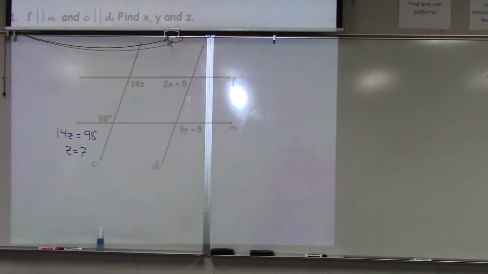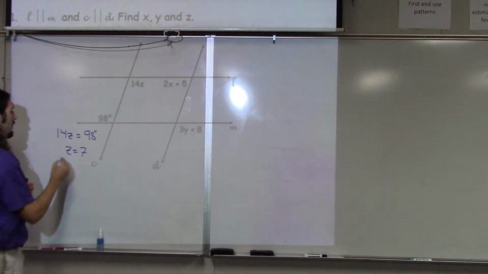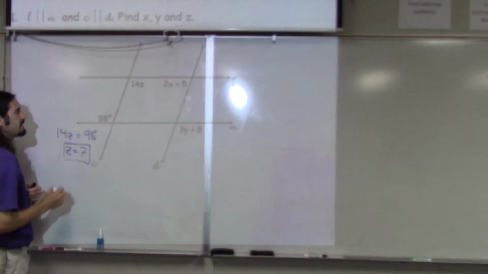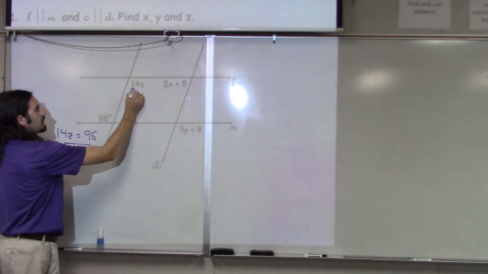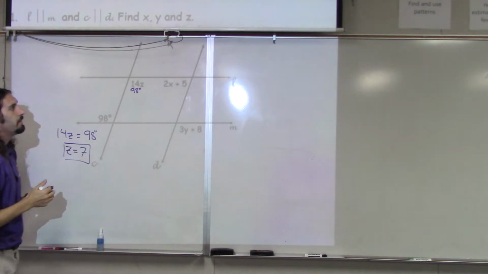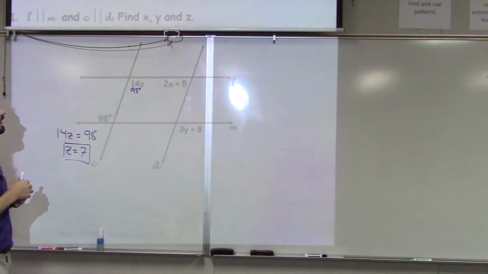I double check my problem and sure enough they're just asking for x, y, and z, so I don't need to worry about plugging anything back in. So I found one of my values. I know z is 7 and I know this angle is also 98 degrees. Okay? So I can keep looking over here.